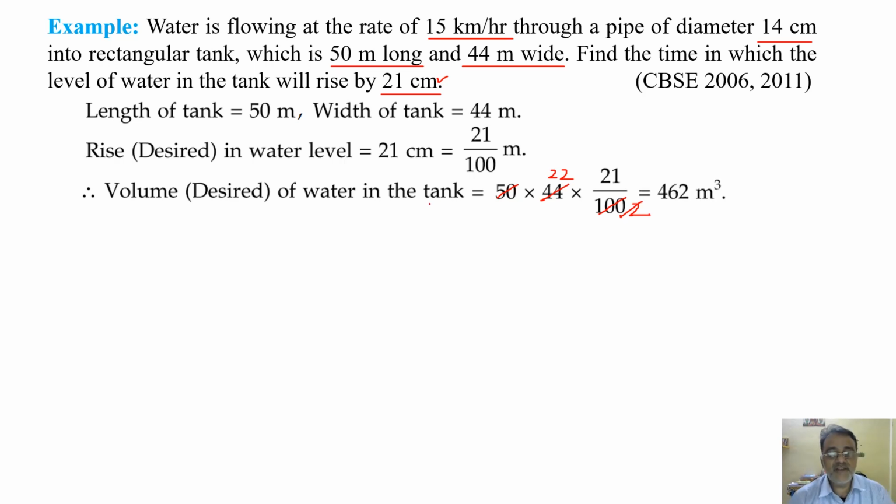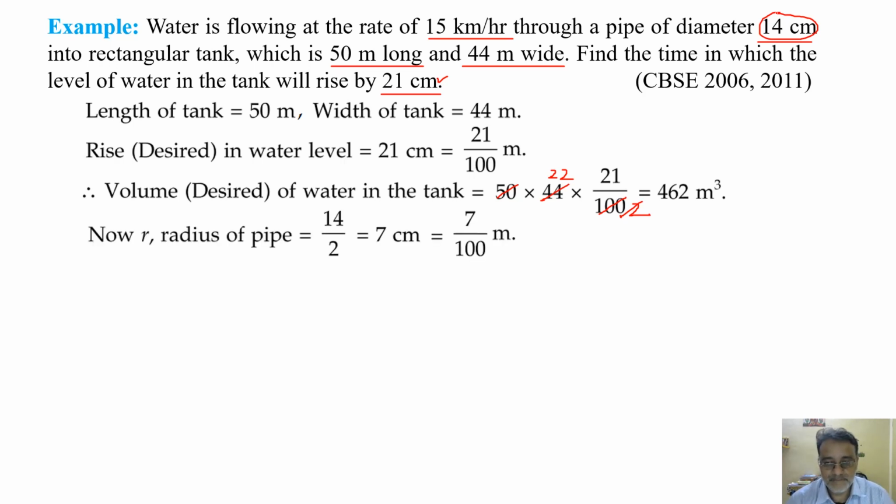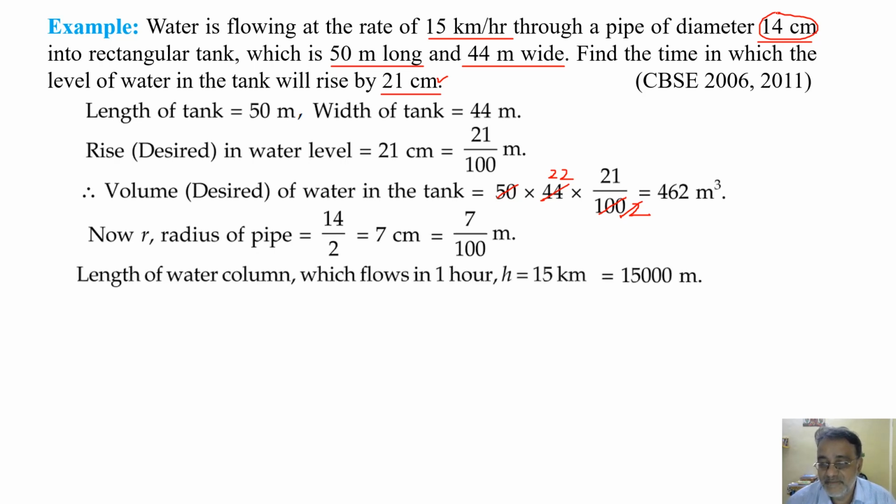Now the radius of the pipe is 7 centimeter, क्योंकि 14 diameter दिया हुआ है, तो मीटर में लिखना है 7 upon 100. And the length of the water column which flows in 1 hour is 15 kilometer. Speed is given, मतलब 15,000 meter, ठीक है.